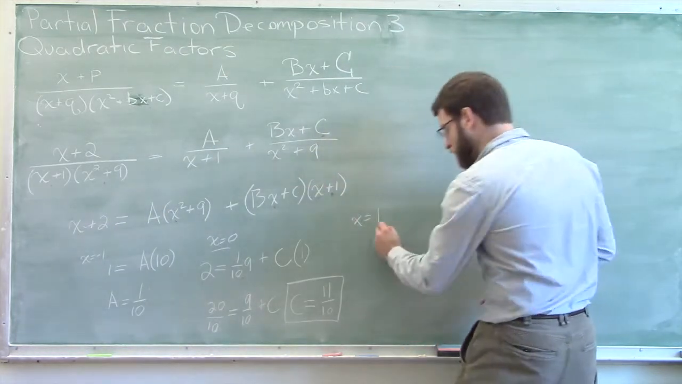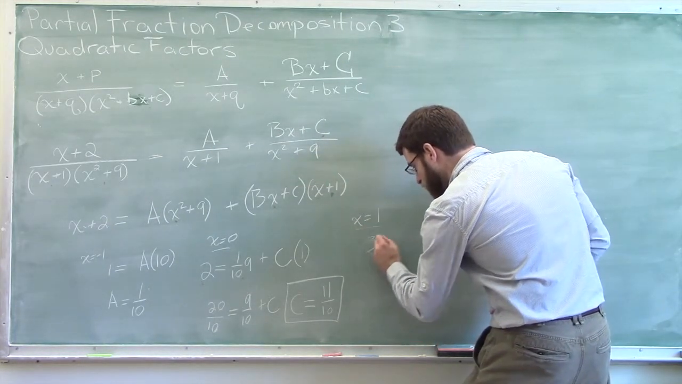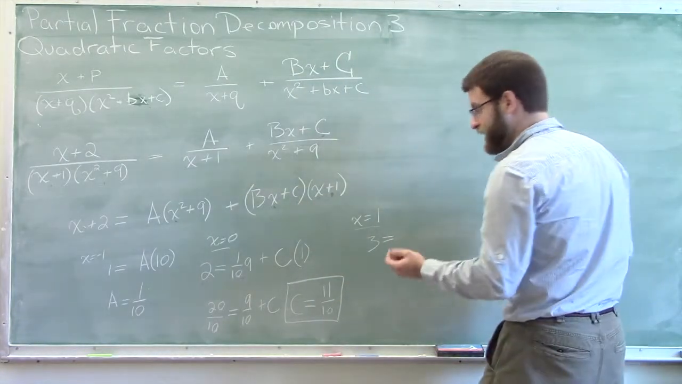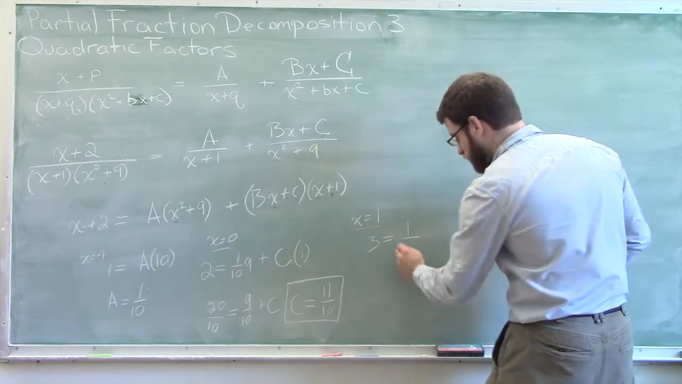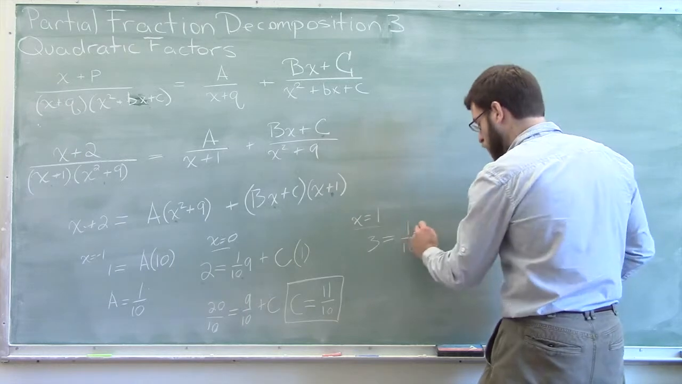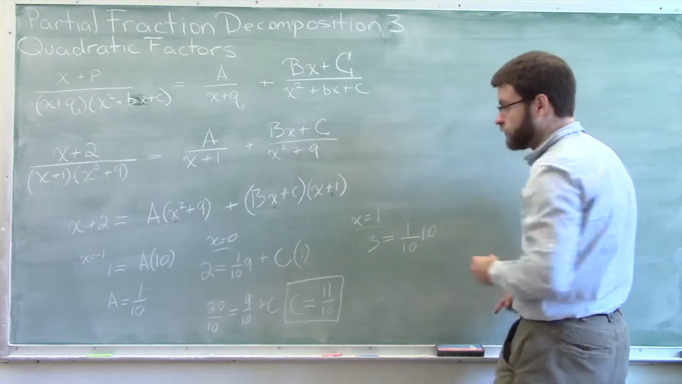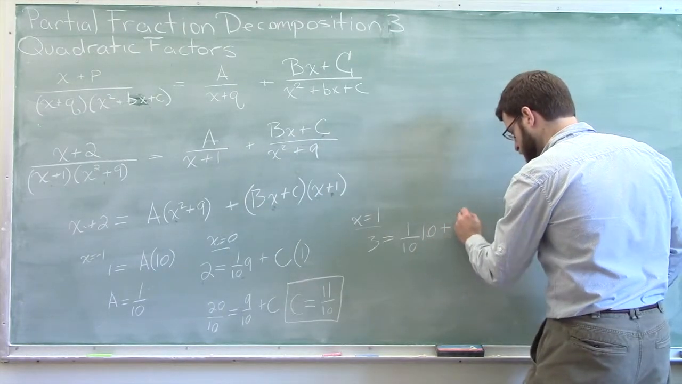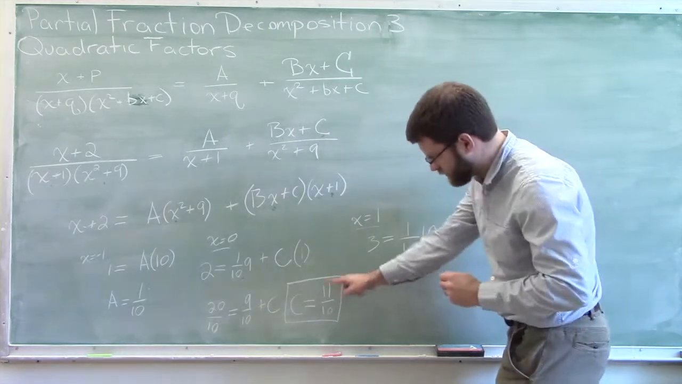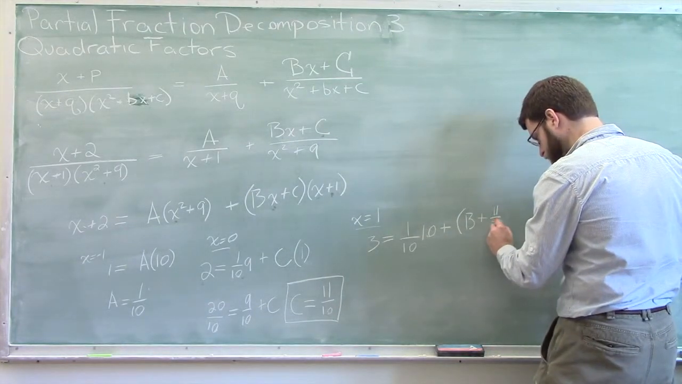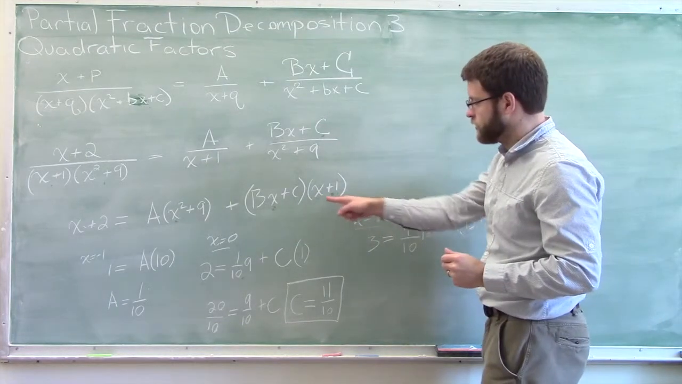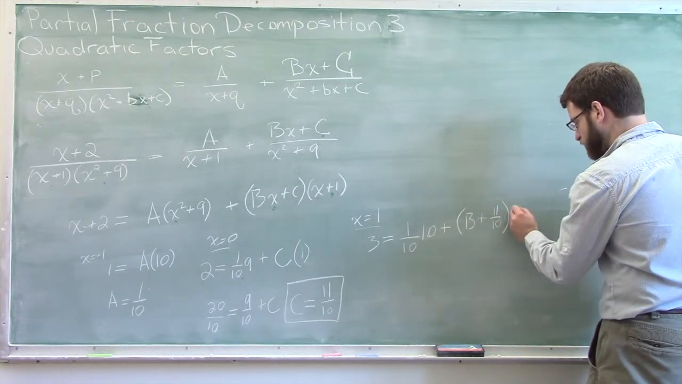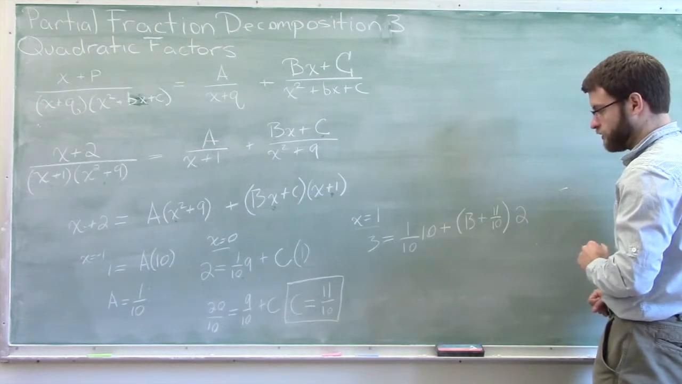On the left-hand side, we get 1 plus 2. So that's going to be 3. A times 1 squared plus 9, that's going to be 10. So A is 1/10. And then 1 plus 9 is also 10, so that's 10 over 10. That's nice and simple. We get x equals 1 here, so we get b plus c, and c has the value 11/10. And then this term here, x plus 1, x is equal to 1, that's what we're substituting in. So we get b plus 11/10 times 2, multiplied by the number 2. Okay?